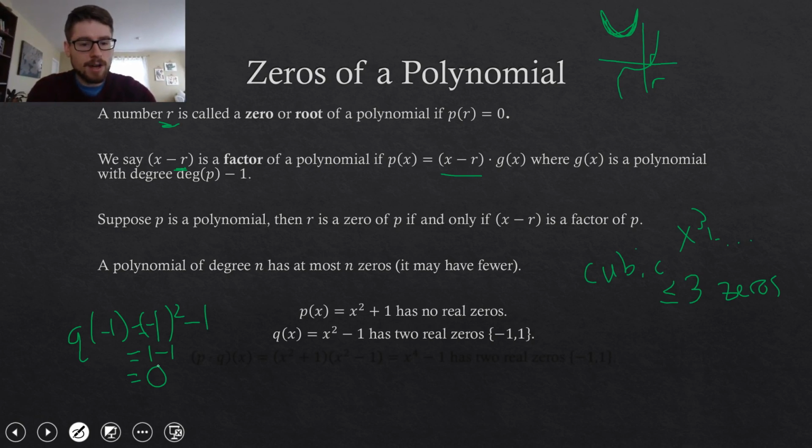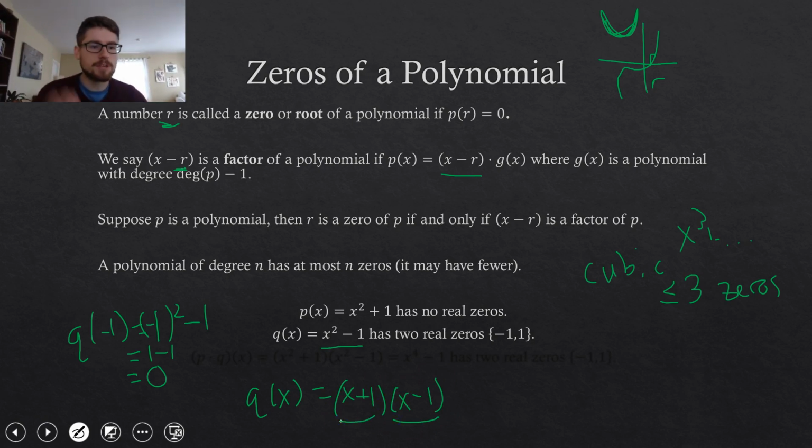Another approach for figuring these real zeros out is to factor q. So you factor q of x, and you get x plus 1 times x minus 1. You can see each factor contributes one of those real zeros, negative 1 and 1. This guy is giving you the negative 1, and this guy is giving you the positive 1. And it's been factored out, and you can read those zeros from the factoring.